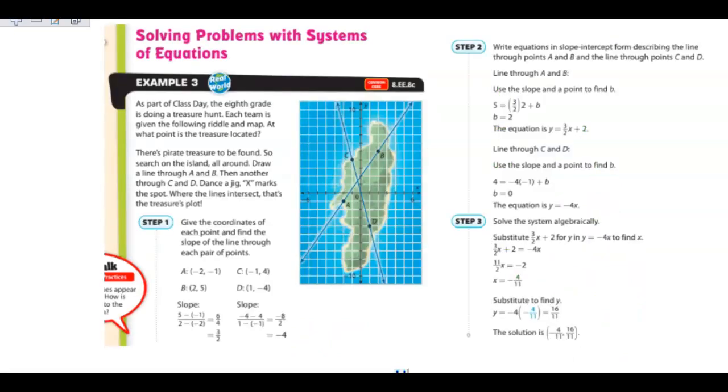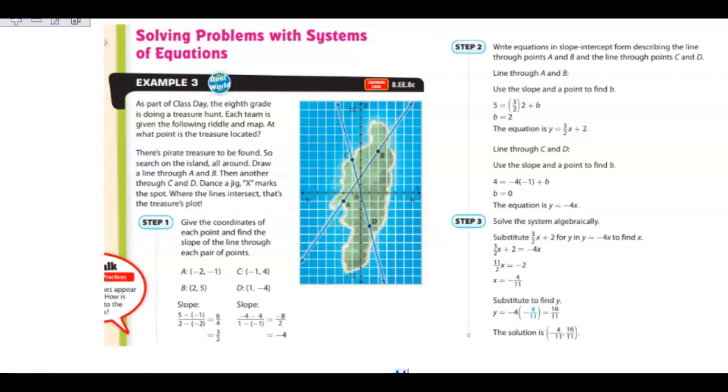Okay, now we're going to solve problems with systems of equations. It says, as a class day, the 8th grade is doing a treasure hunt. Each team is given the following riddle and map. At what point is the treasure located?